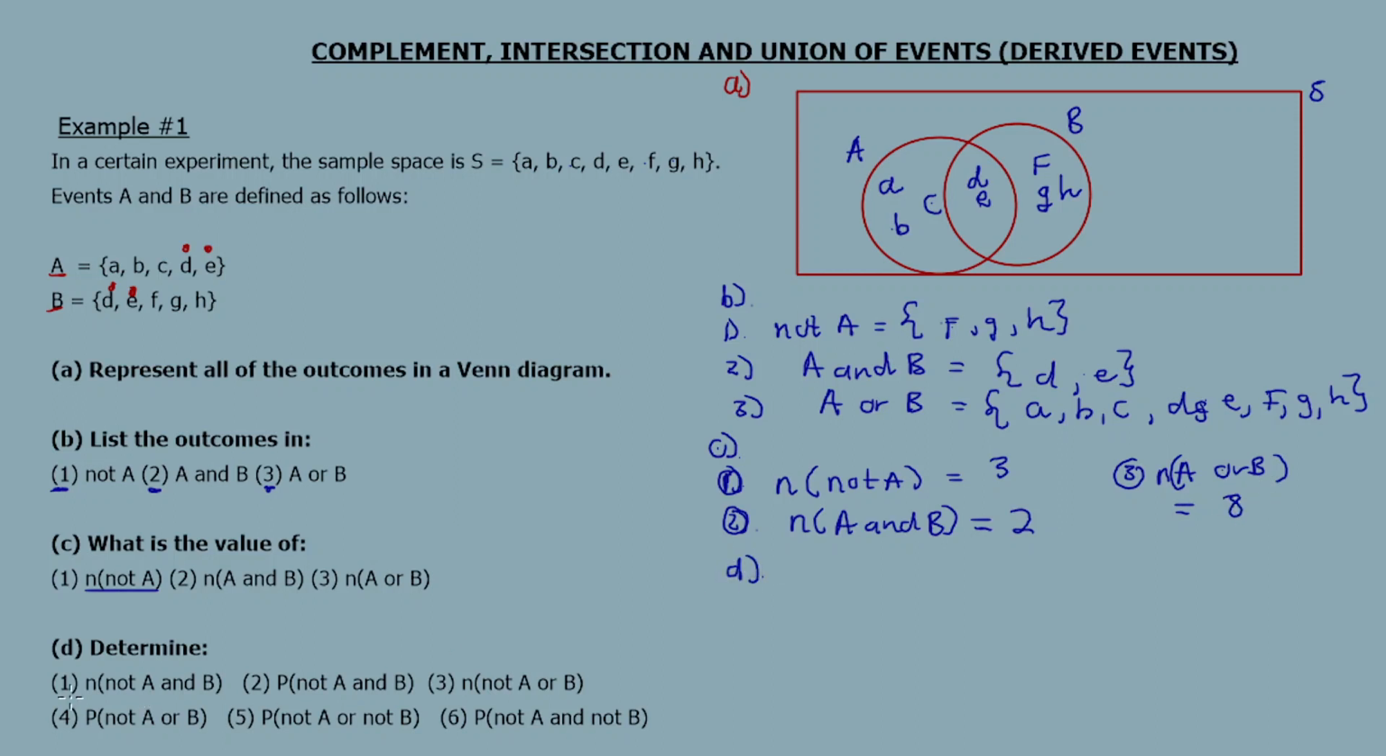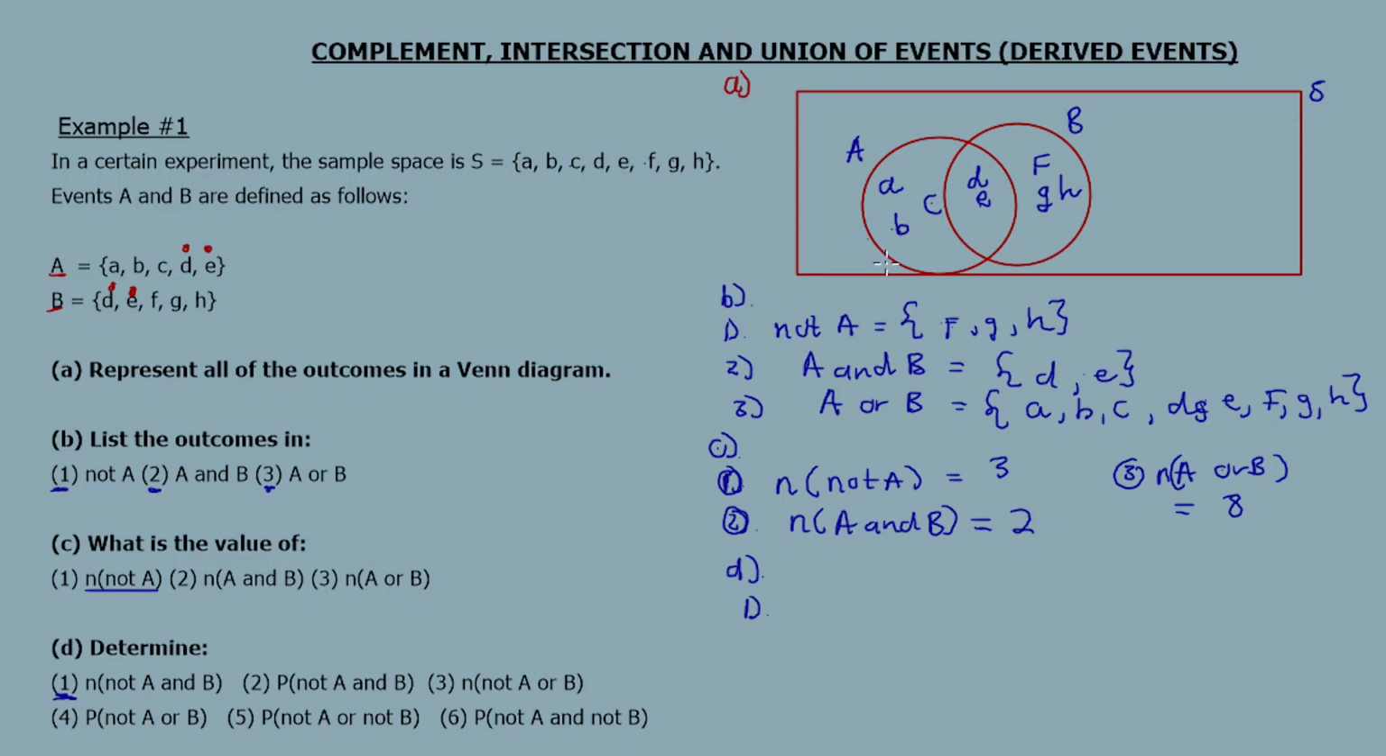Let's go to part D. Number 1: now we want the number of not A and B. Don't get lost. The symbol stands for intersection. In other words, we want where the complement of A intersects the event B.